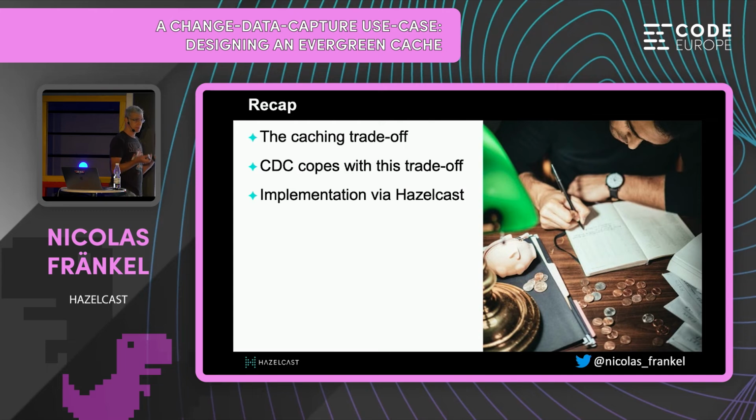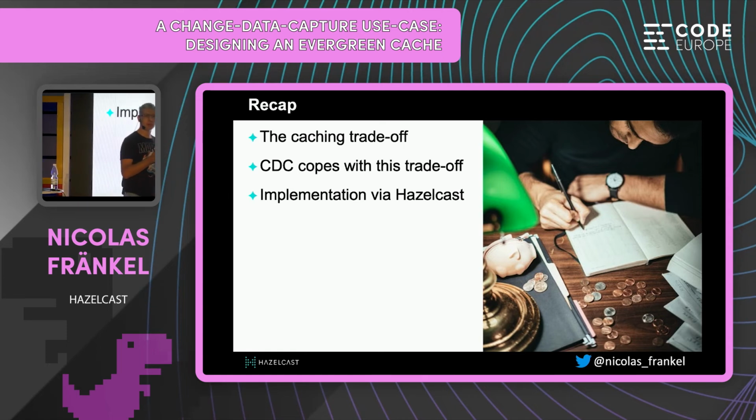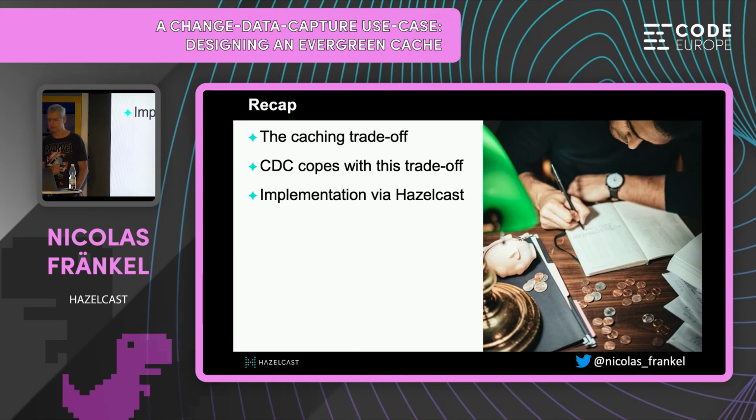Okay, so this was it. Summary, recap, important stuff. I told you the caching trade-off. If you do caching, you are not a bad architect or a bad developer. You just understood that in this context, you prefer availability or speed over freshness of the data. That's good. But change data capture can actually cope with this problem. So you can have the best of both worlds. I hope so. And I've shown you the implementation with Hazelcast.